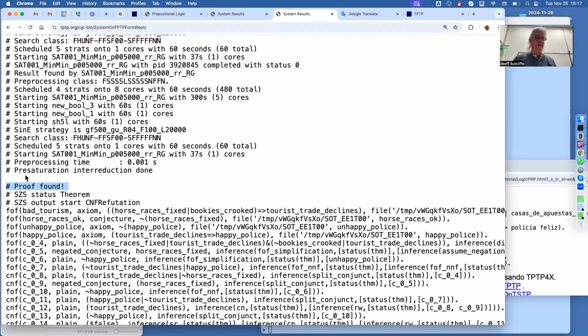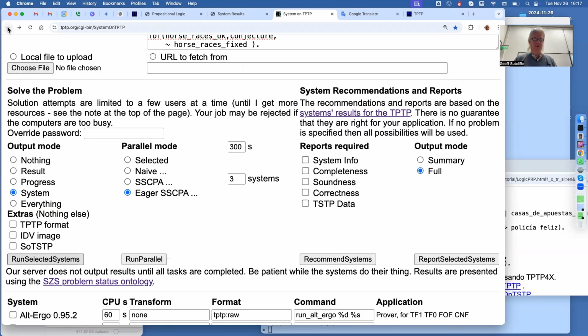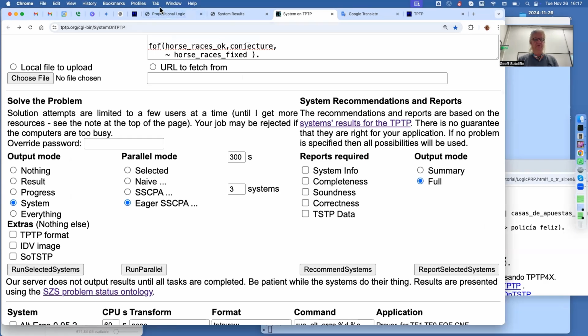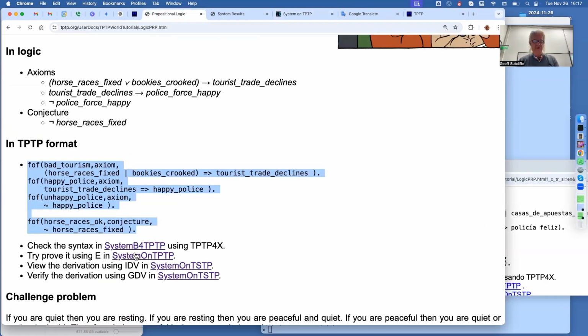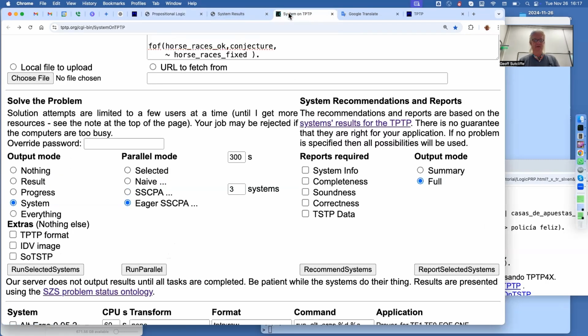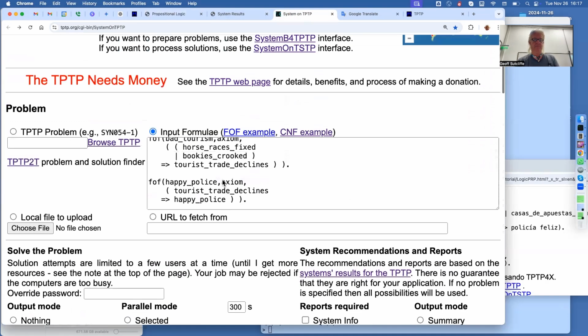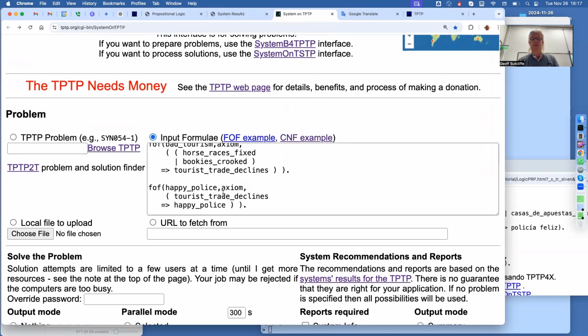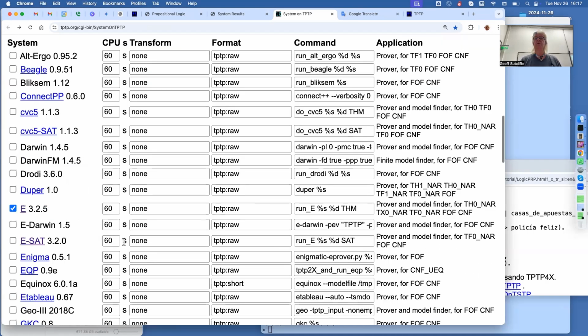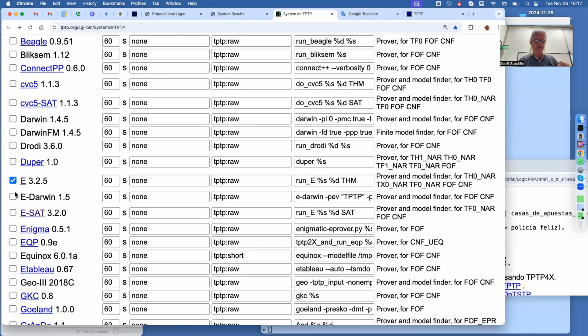You want me to show that again? Yeah, sure. Okay. So on this page, we choose system on TPTP. You got there? Then I choose input formula. I paste it in. You done that? Okay. Then I'm choosing which of the tools, which ATP system, E 3.25. So just scroll down and click, choose one.